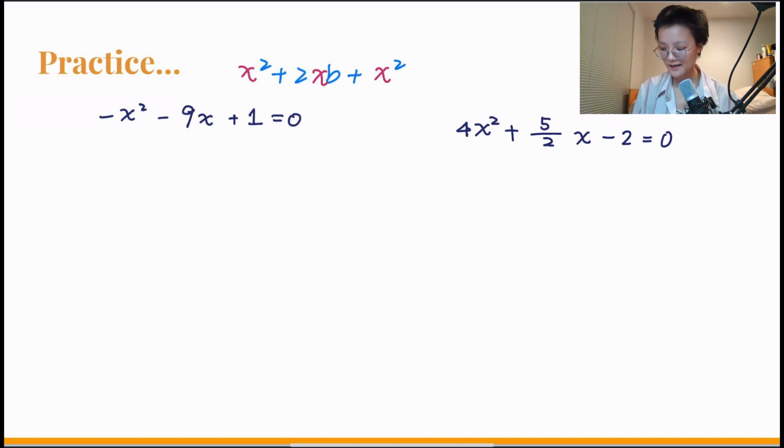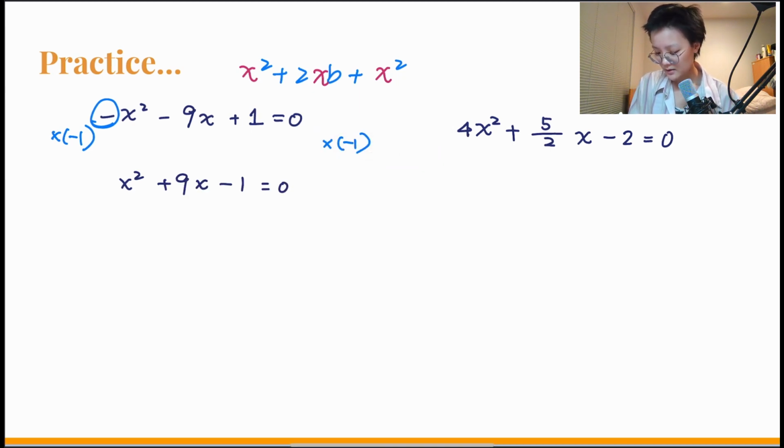Okay, so let's get back together and try to solve it. Again, there is a coefficient in front of x squared and I don't like it, so I will multiply negative 1 on both sides just to erase this coefficient. So I have x squared plus 9x minus 1 equals 0. We compare with this form.